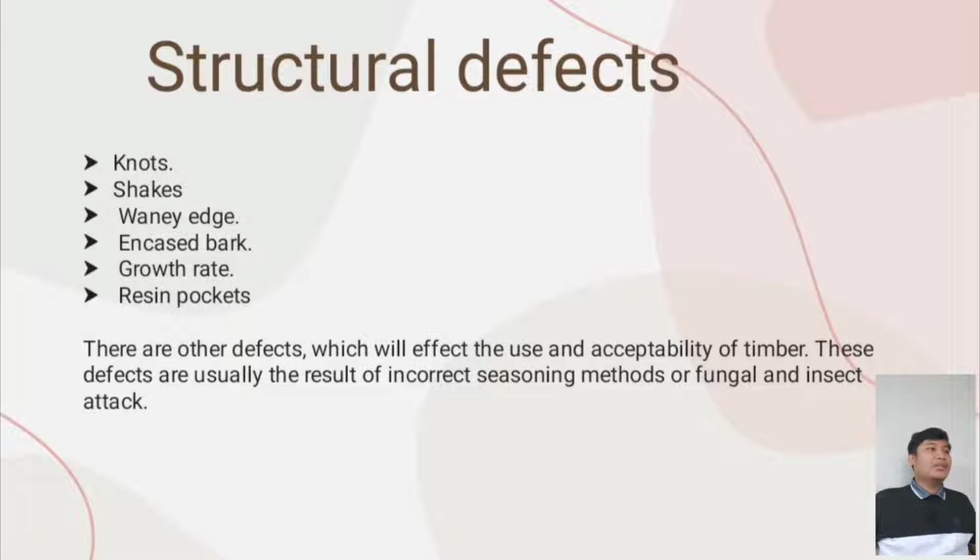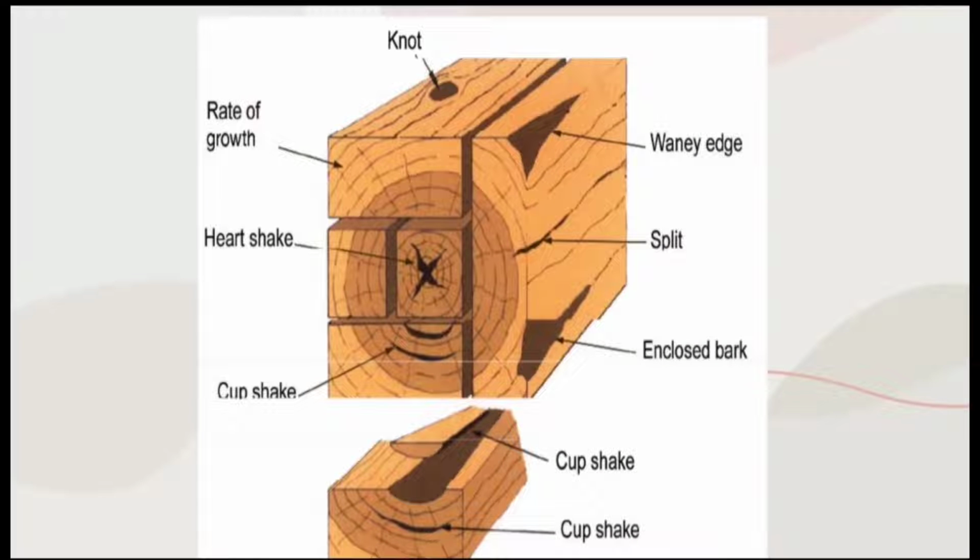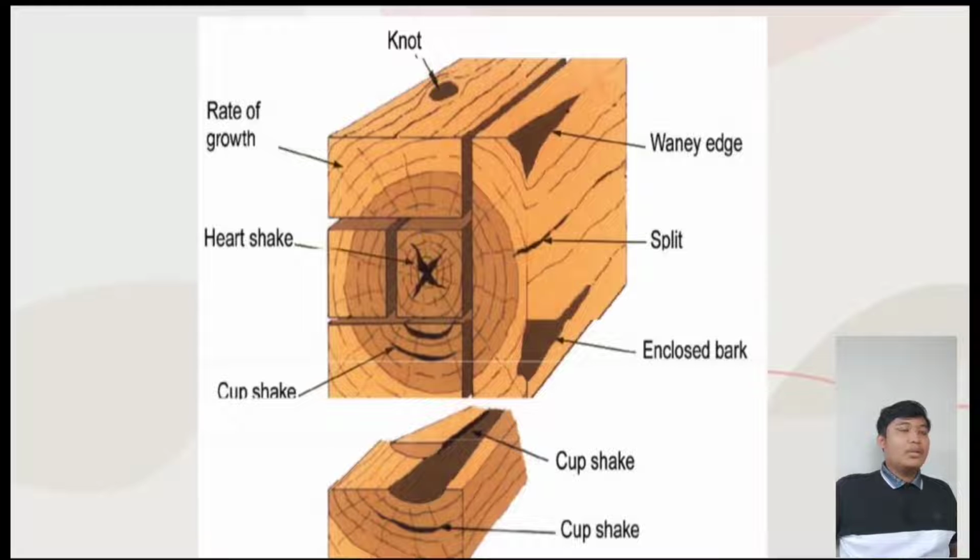Structural defects: knot, shakes, wany edge, included bark, growth rings, reaction pockets. There are other defects which will affect the use and acceptability of timber. These defects are usually the result of incorrect seasoning methods or fungal and insect attack. You can see in the picture that we have knot, wany edge, split, cross bark, cup shake, heart shake, and rate of growth.